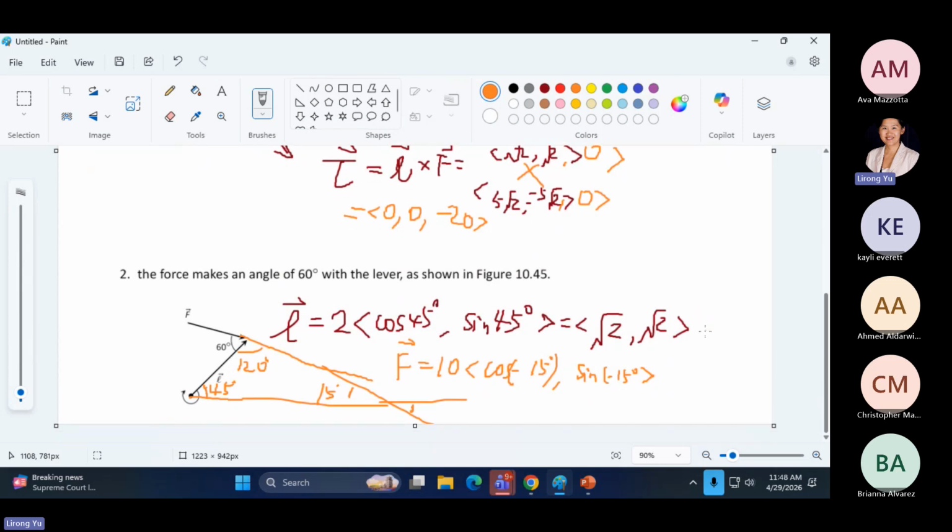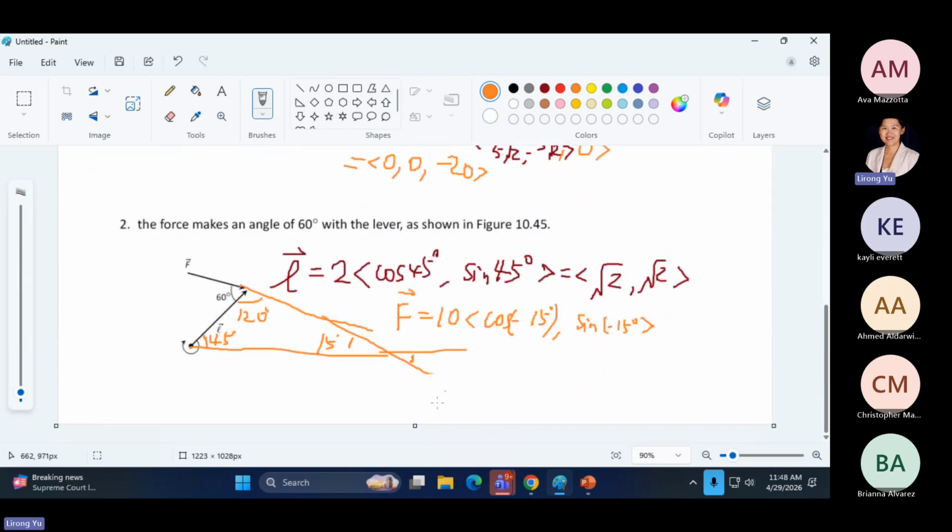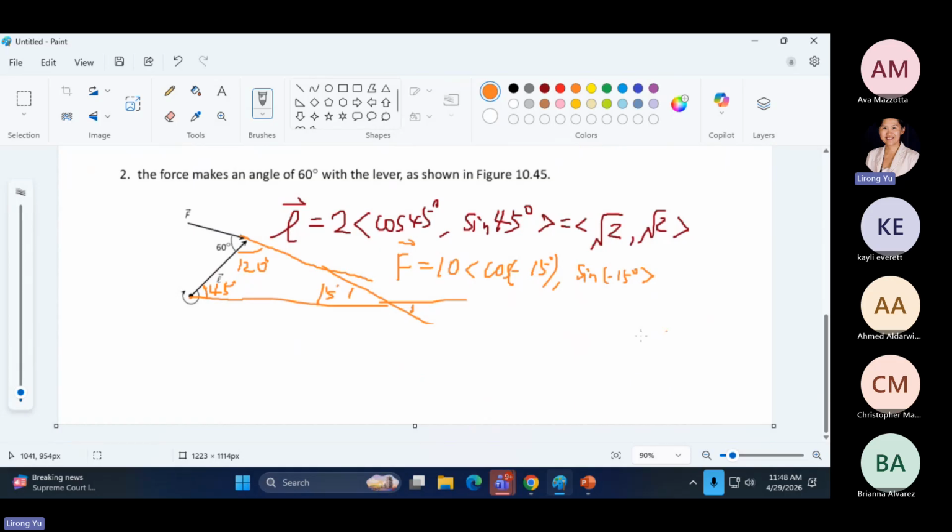All right, and then we're going to calculate from there. We know the final answer is going to be a cross multiplication, a cross product. So let's slide them up for computation. Then the torque is equal to L cross F vector.